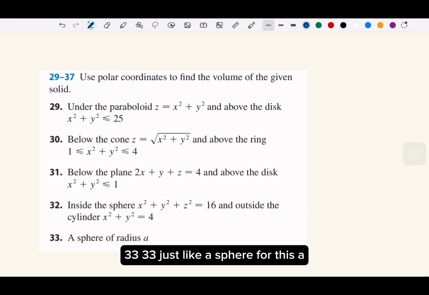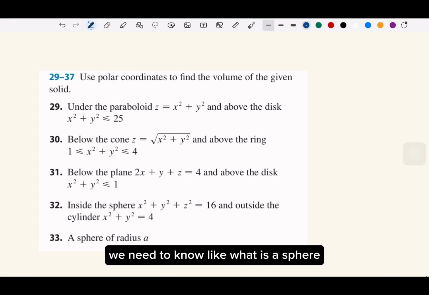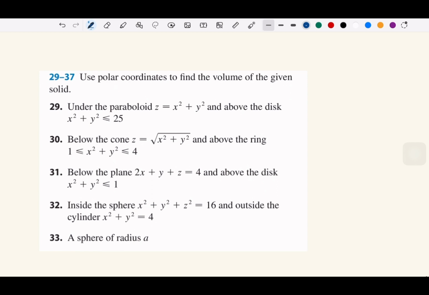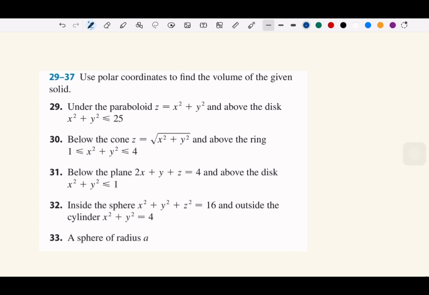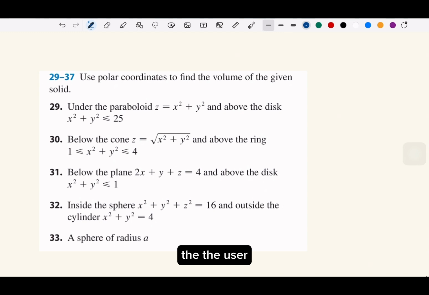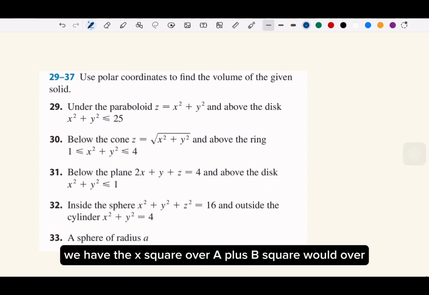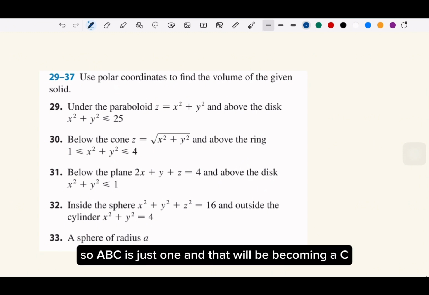33 is just a sphere of radius a. We need to know what a sphere is and how we write the sphere. If you remember, we have the ellipsoid. It's the same as the ellipsoid, but for the sphere, usually we have x squared over a squared plus y squared over b squared plus z squared over c squared, right? So a, b, c are all the same, and that becomes a sphere.